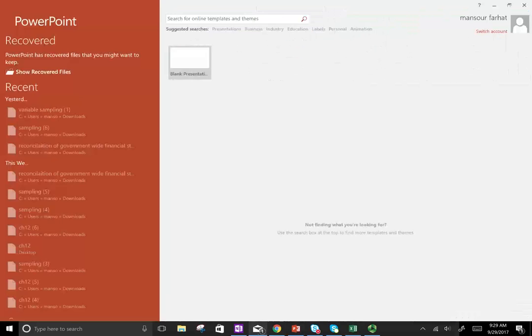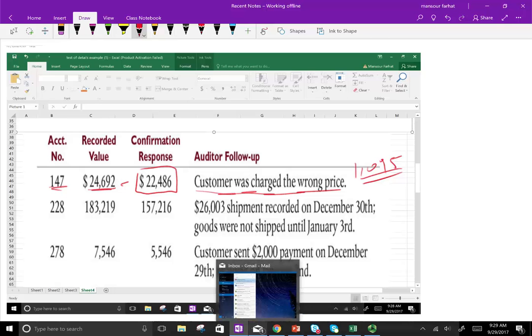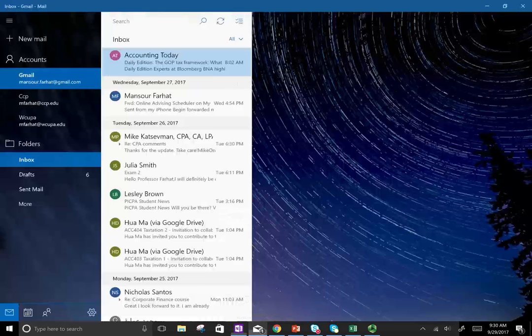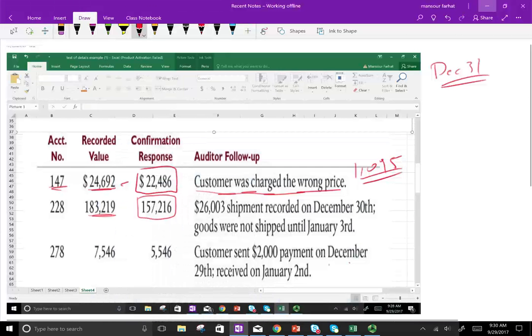Okay, let's take a look at the second confirmation. The second confirmation, the recorded value is 183,219. They came back and they said, well, we only owe you as of December 31st. Remember, they're looking as of December 31st because the financial statements are as of the end of the period. So what they're saying is, as of December 31st, we only have 157,216.